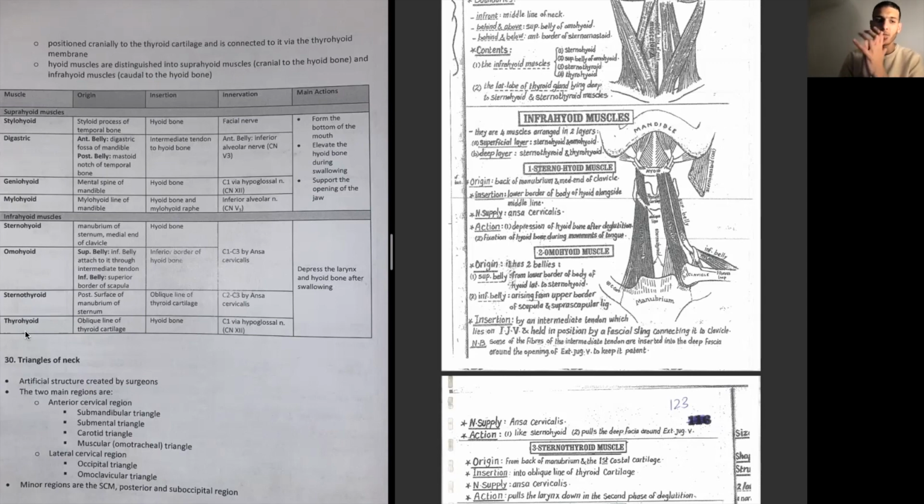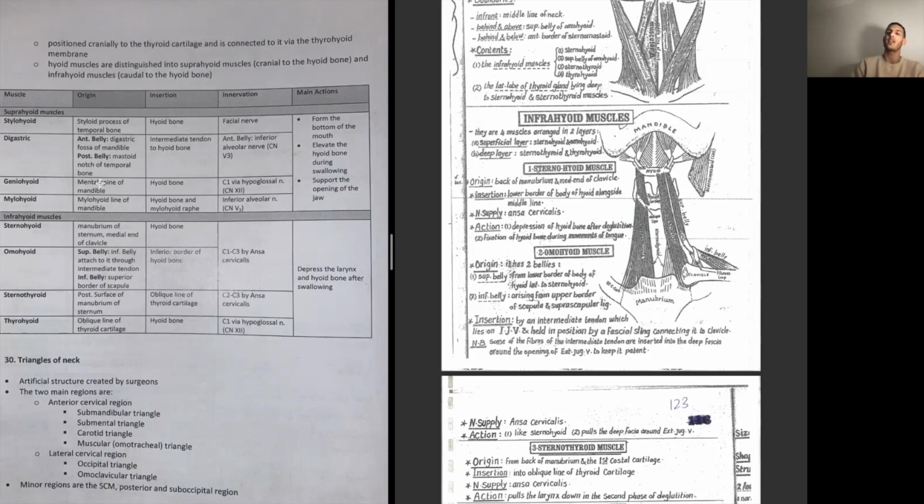Thyrohyoid is from the thyroid cartilage to the hyoid bone here. Thyroid cartilage to the hyoid bone, that's the thyrohyoid, and that's the sternothyroid. These are basically a little bit easier because their names just tell you where the origins and insertions are. Okay, and so that's basically it for the muscles of the neck, superficial to deep.